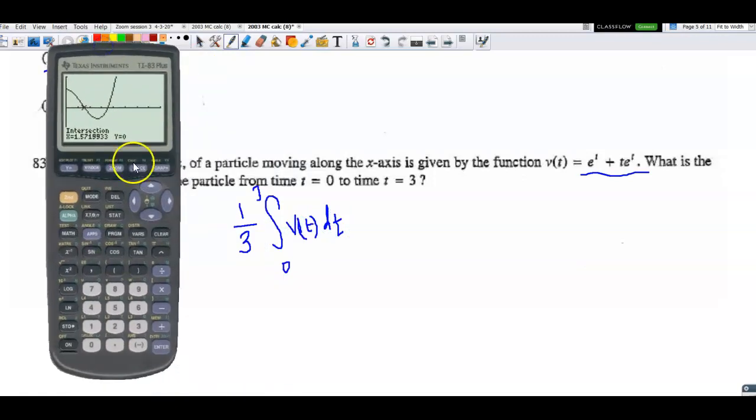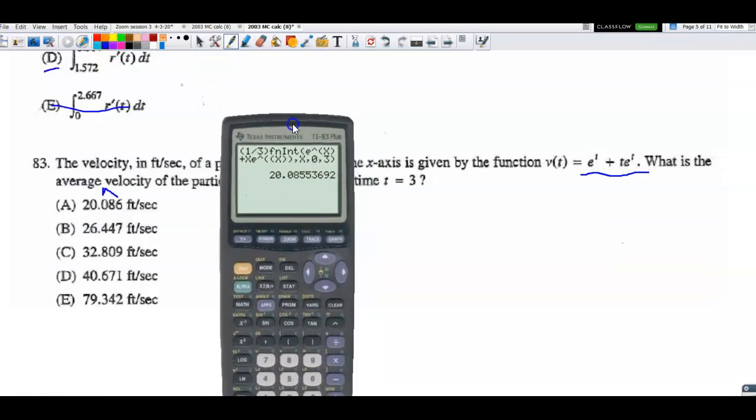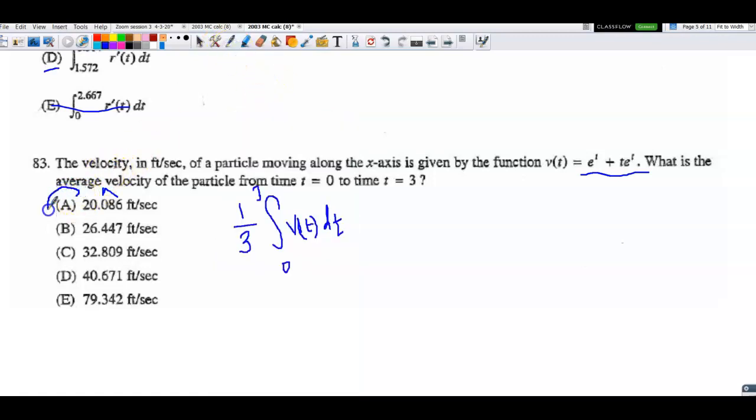So on the calculator, since I'm just going to use this function for this one thing, I'm going to go to the home screen, clear, and I'm going to do parentheses 1 divided by 3, and then I'm going to do math number 9 because I'm going to do the integral of e raised to the t, close parenthesis, plus t times e to the t in terms of x from 0 to 3, and we get 20.086, which is letter A.